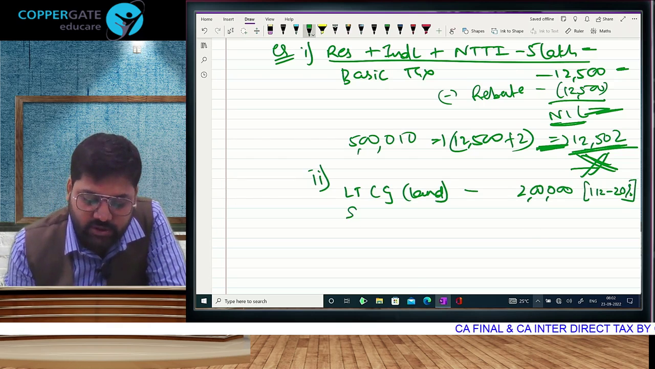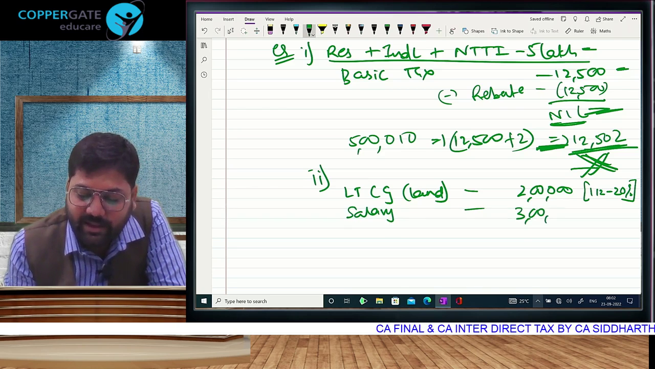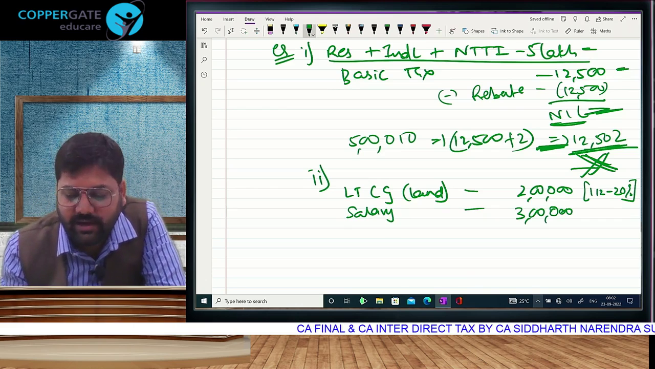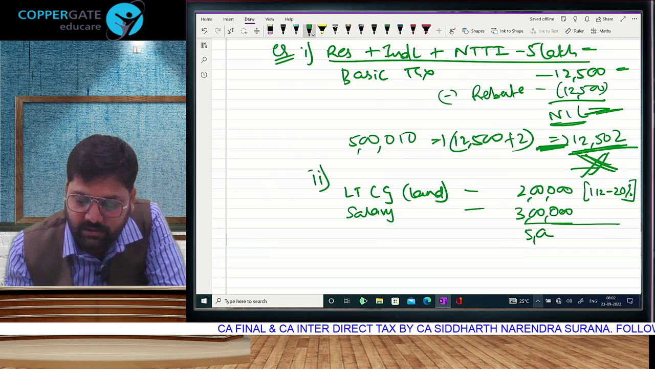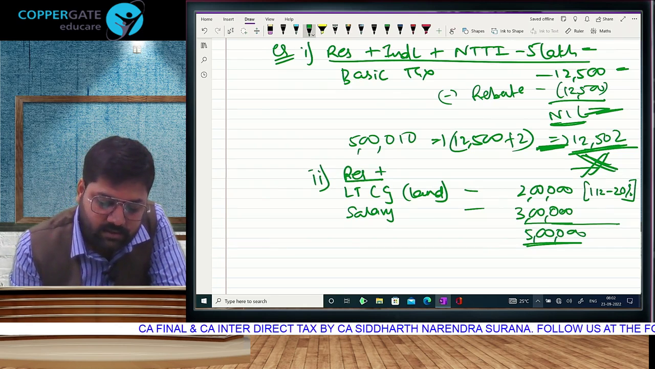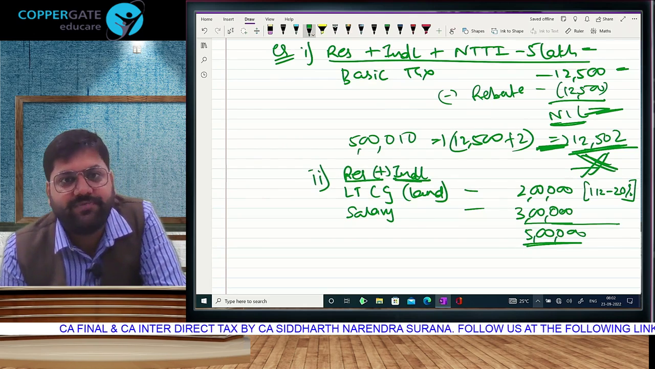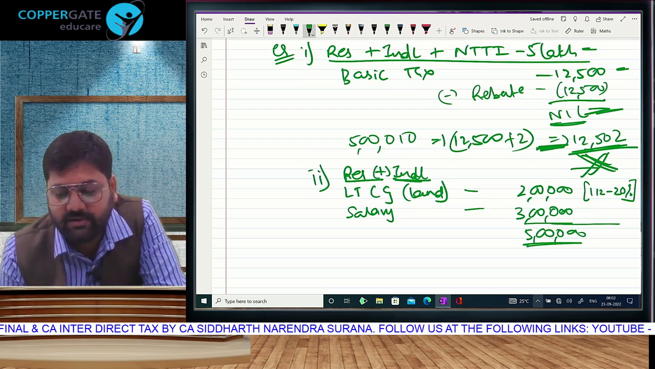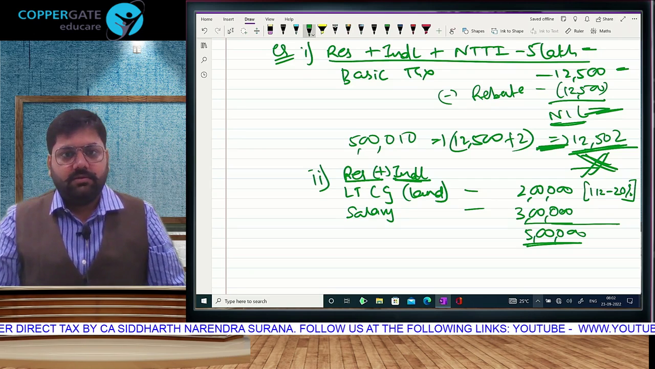And this assessee also has salary income. I am giving you the computed salary. Meaning he has taken all his deductions, standard deduction and all that, 3 lakh rupees. That's it. This is the total income of the assessee, rupees 5 lakh. And this assessee is a resident individual. A resident individual is giving you data of his incomes. Long-term capital gains taxable at 20%, 2 lakh rupees, and salary income 3 lakh rupees.